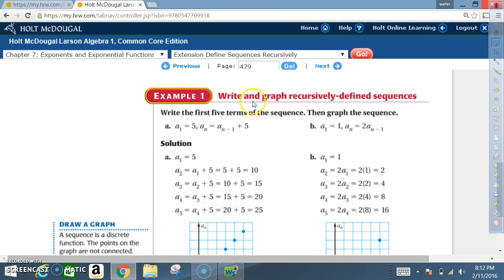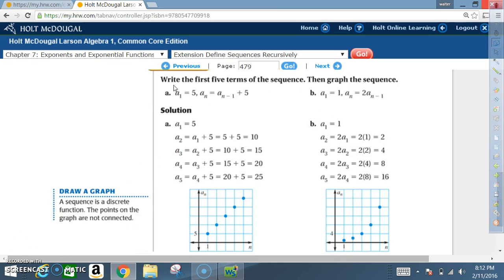Example 1, write and graph recursively defined sequences. Write the first five terms of the sequence, then graph the sequence. A sub 1 is equal to 5. A sub n is equal to a sub n minus 1 plus 5.